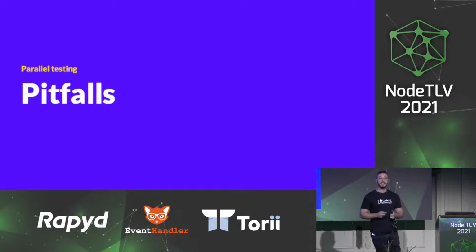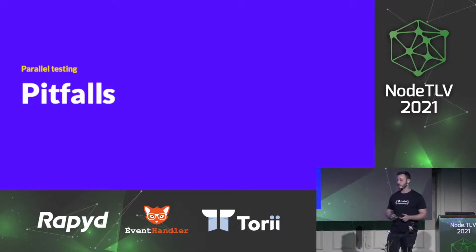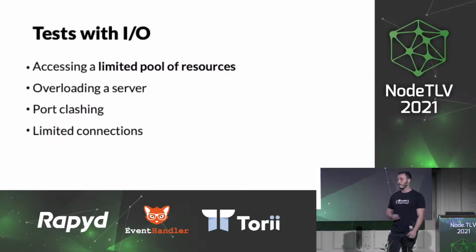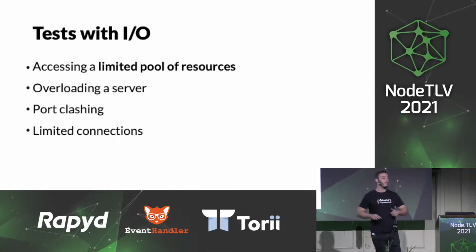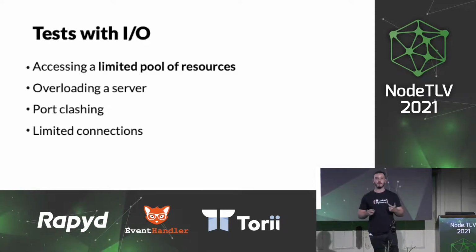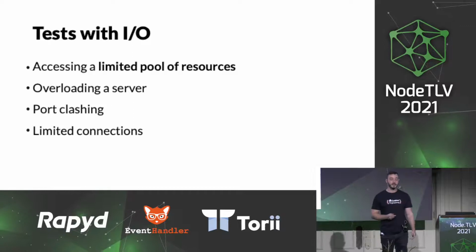Now I want to start talking about more pitfalls and places where you start seeing some more weird behavior, whether parallelism would just not work or hurt your performance, or even create some nasty bugs. So in one of the cases, we have tests with I/O. And when I talk about I/O, I mean stuff like accessing a remote server or accessing a database or doing some actions against your local file systems.